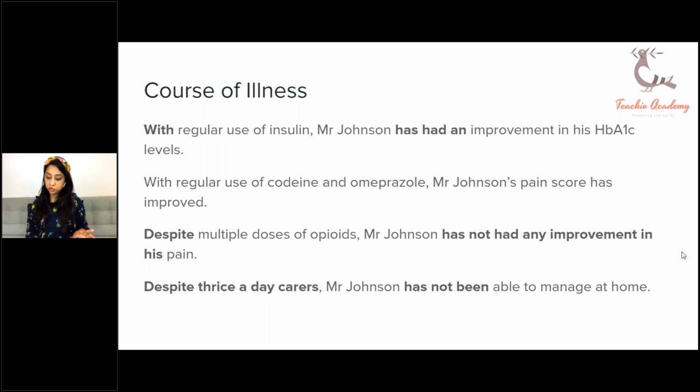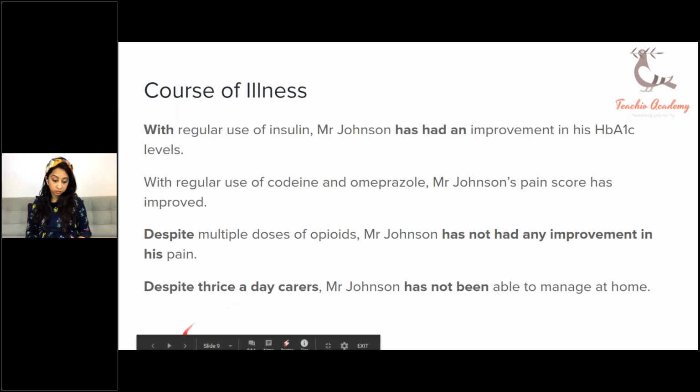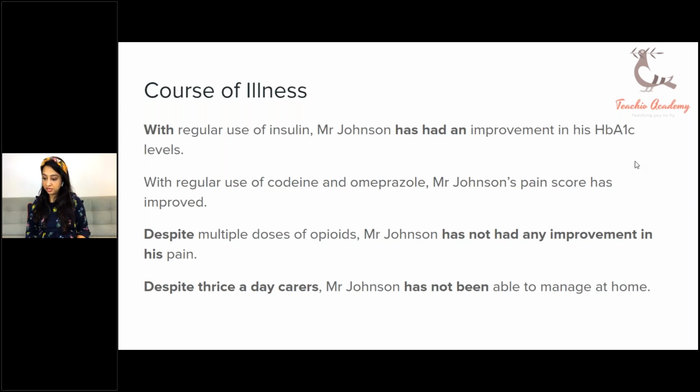And Hijab, if you've understood the point, please type in yes. So despite is that the first thing didn't help the second thing. So that's why we're using despite. With is because the first thing helped the second thing happen. So that's why we use with. So that's things which join each other, and the second thing is things which oppose each other. All right. Guys, if you've understood the things about course of illness, please type in yes.